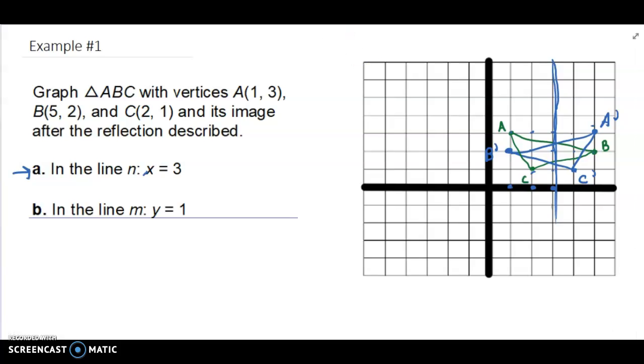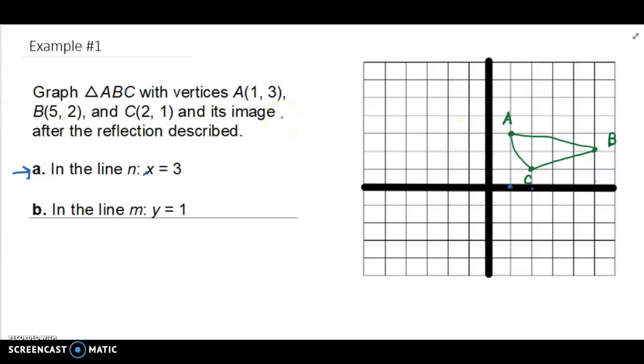Okay, now notice, and you don't have to do this, I'm just going to show you. If you connect A to A prime, that's going to be a 90-degree angle. B to B prime, that's going to be a 90-degree angle. C to C prime, that's going to be a 90-degree angle. So anywhere you go, that is a 90-degree angle. All right, I'm going to erase this, and I'm going to plot my original ABC so we could have a clean slate.